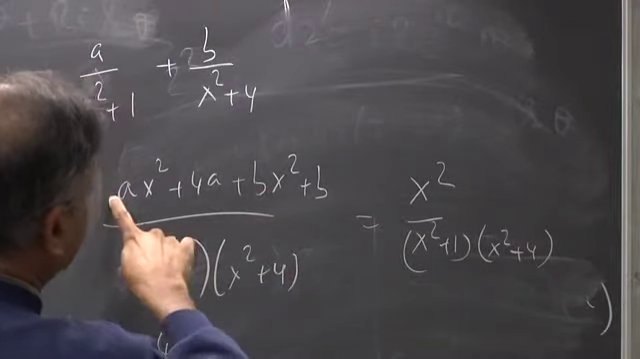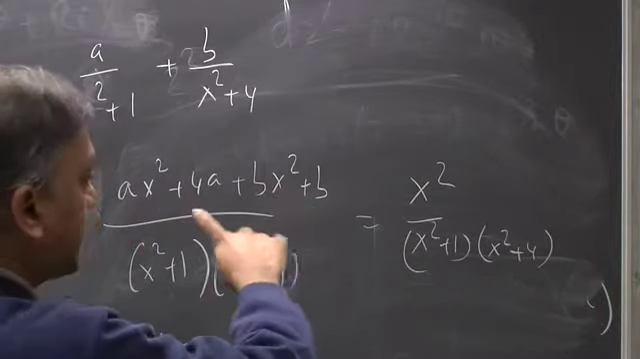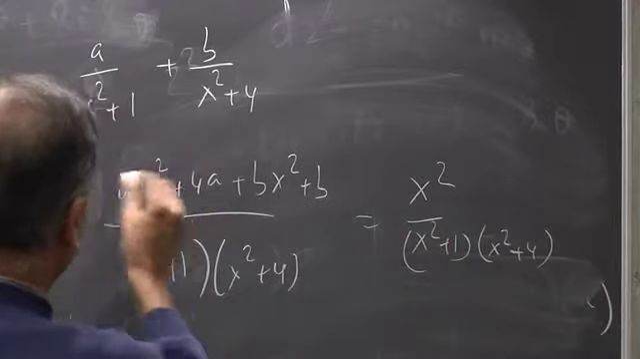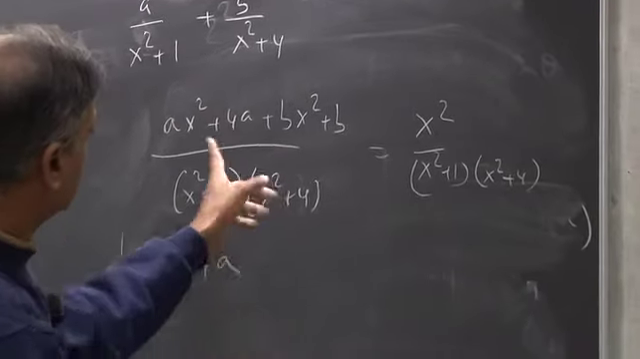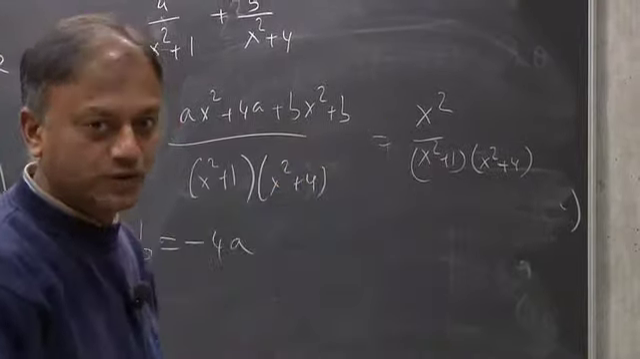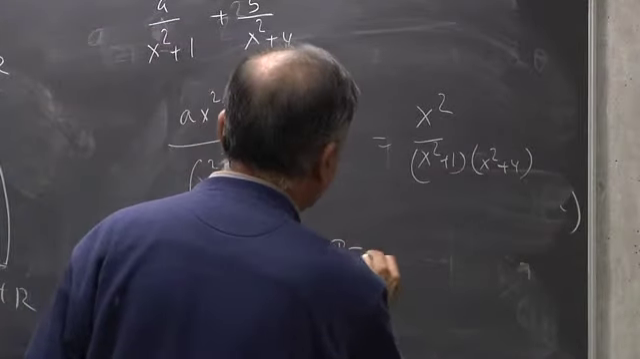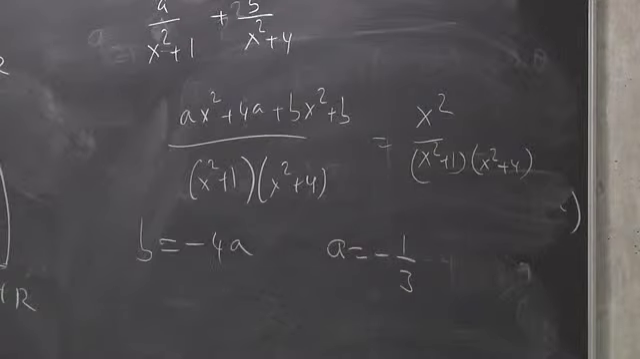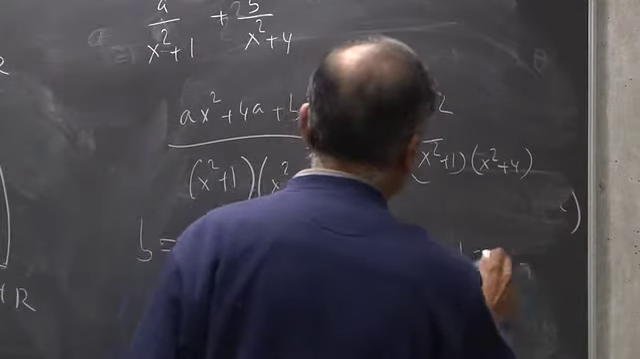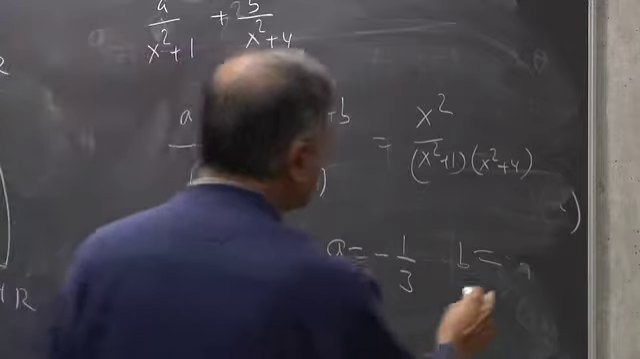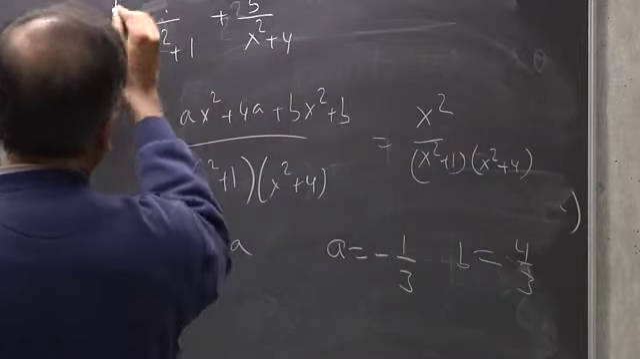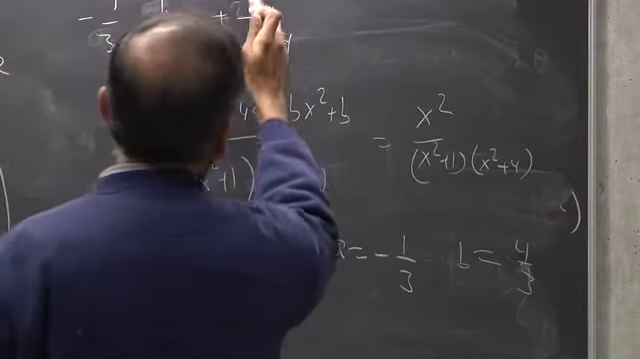So b equal to minus 4a, and then you substitute that. So minus 4a plus a is minus 3a. So this becomes minus 3a times x squared, and minus 3a must be equal to 1. So a is minus 1/3, right? And therefore b is 4/3, by putting in here. Okay, so let me write it like this: minus 1/3, and then this is plus 4/3.